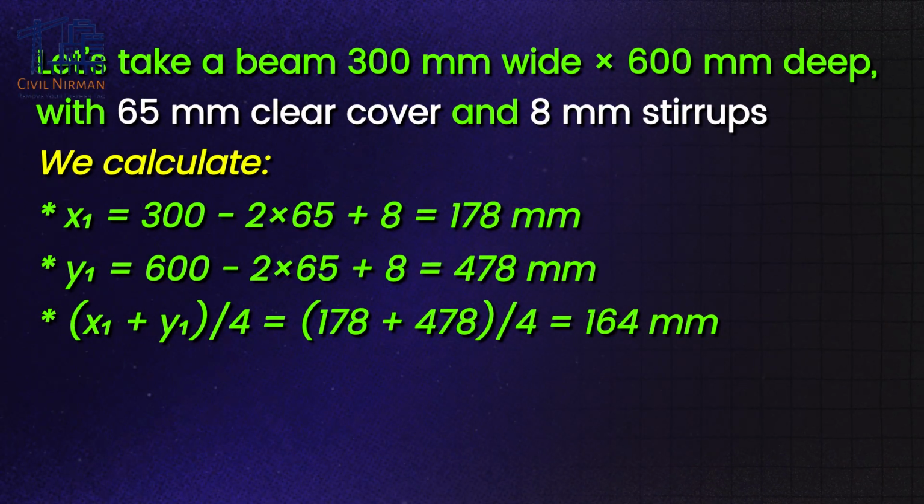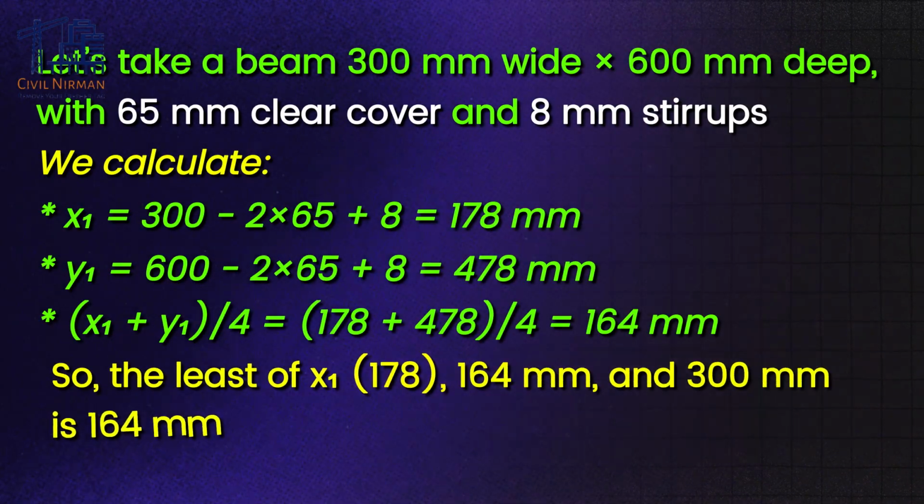So let's understand this through an example with a beam size of 300 mm wide and 600 mm depth, with a clear cover of 65 mm, and let's assume a stirrup of 8 mm. Okay, so we can calculate this. You can check out this calculation over here based on this x1 and y1, right? 178 and 478 is the answer that we get, and for the ratio we are getting 164 mm.